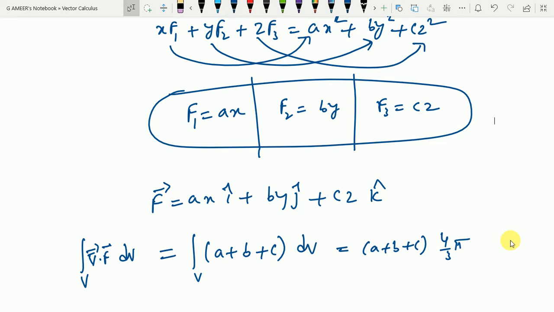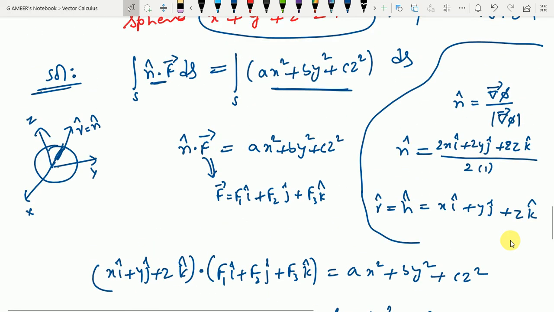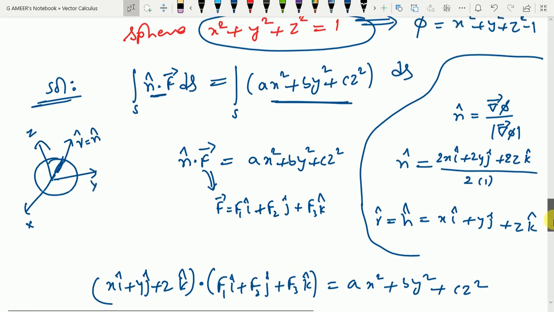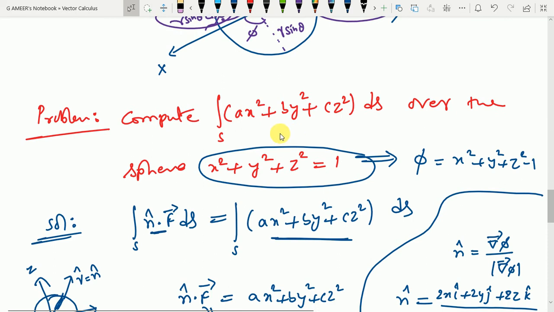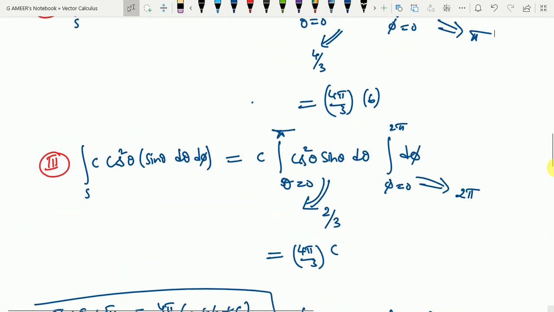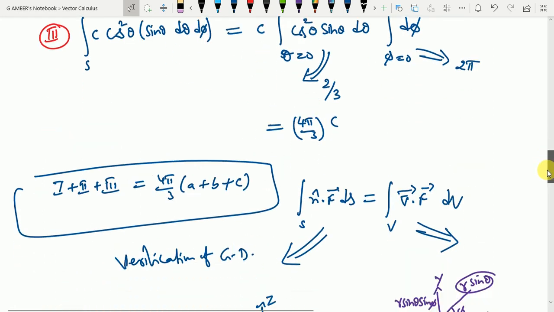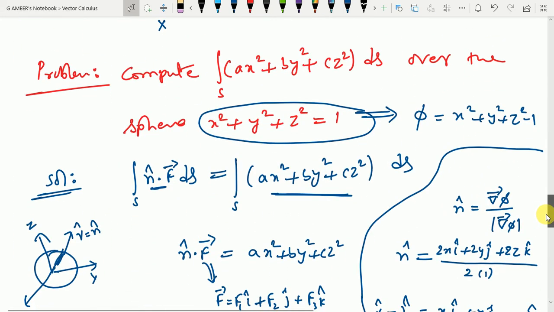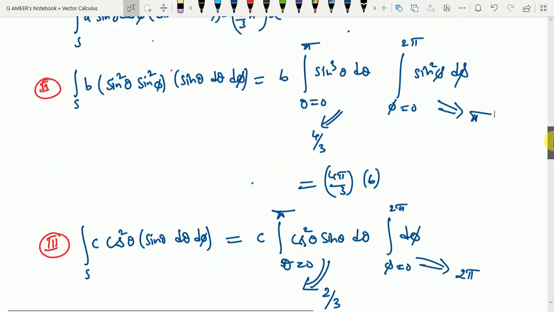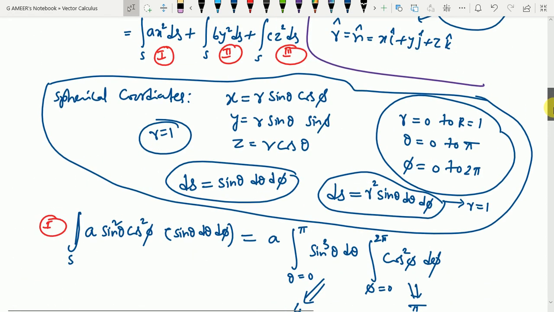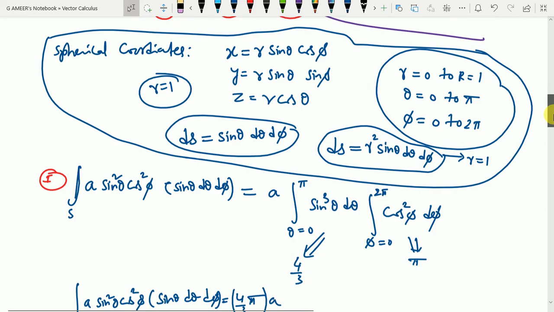Even you don't need to do all these things as they have given it as a sphere. You can directly start the integration from here itself. In this problem, you directly substitute the x square value, y square value and z square value that we have done here. What is x and what is y that we have done here. In this way also you can get the answer.